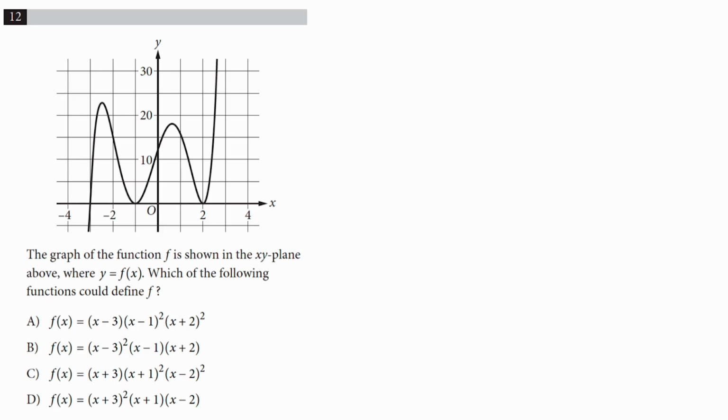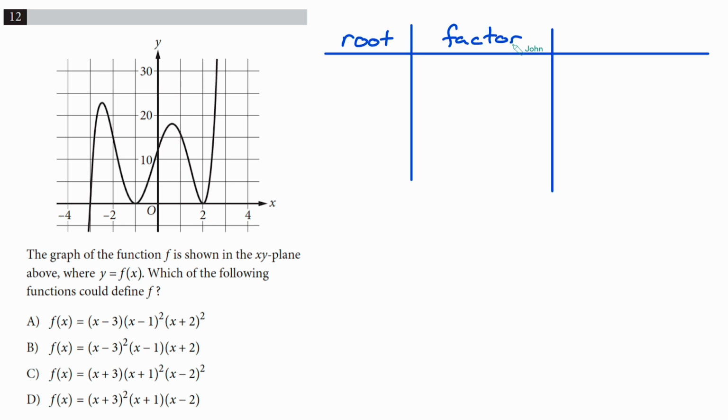The graph of the function f is shown in the xy plane above. Which of the following functions could define f? Looking at the graph, we see that the function crosses the x-axis at -3, which means the function has a factor of x plus 3, and that root has odd multiplicity.